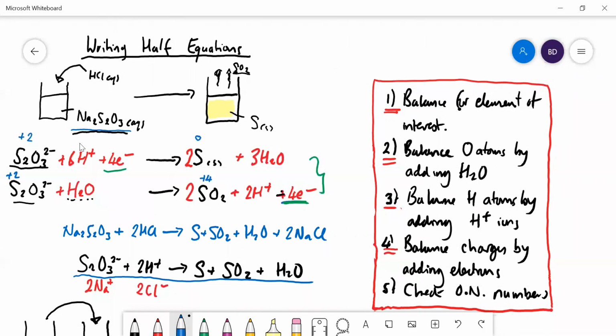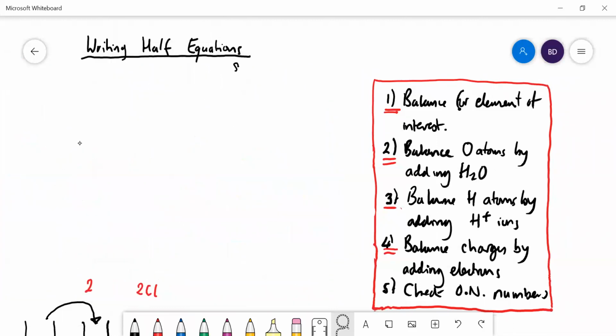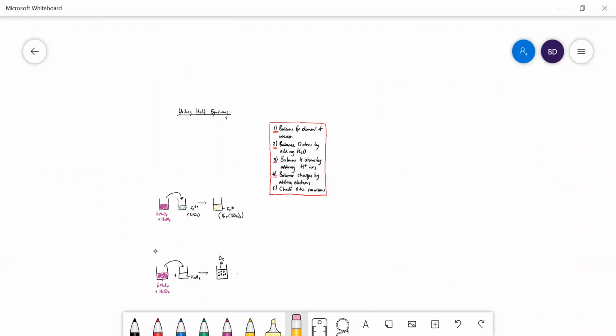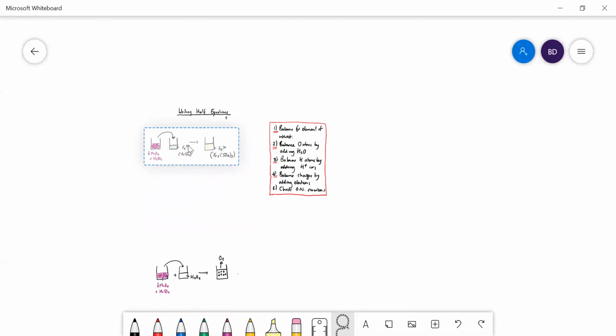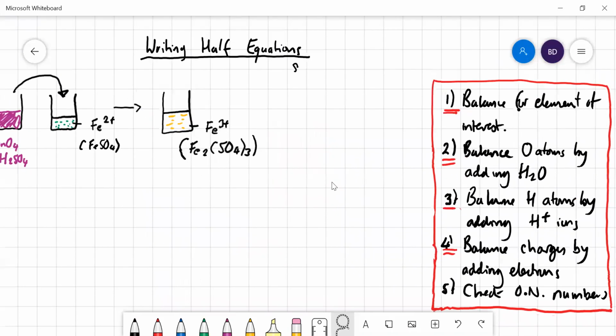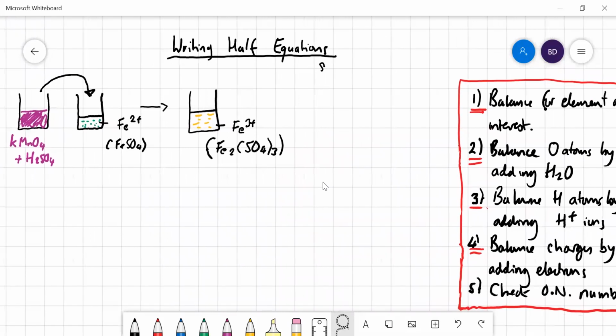Okay, right, let us then move on to the next one. So I will get all of that, I think, and erase it. Right, the next one we've got then is this reaction here. I'll move it up a little bit. Right, okay, so what have we got here?